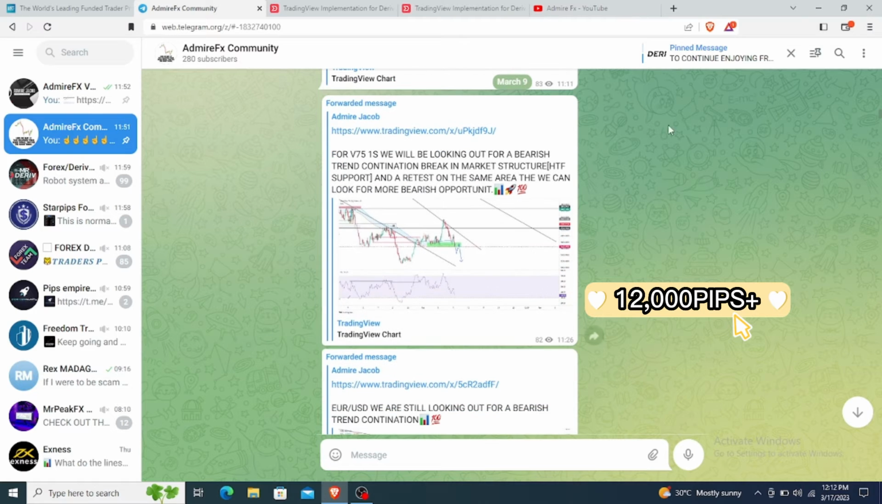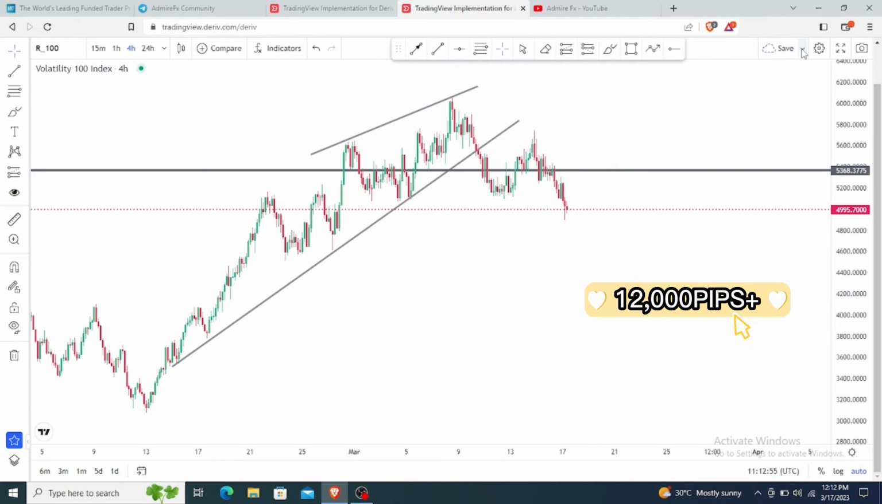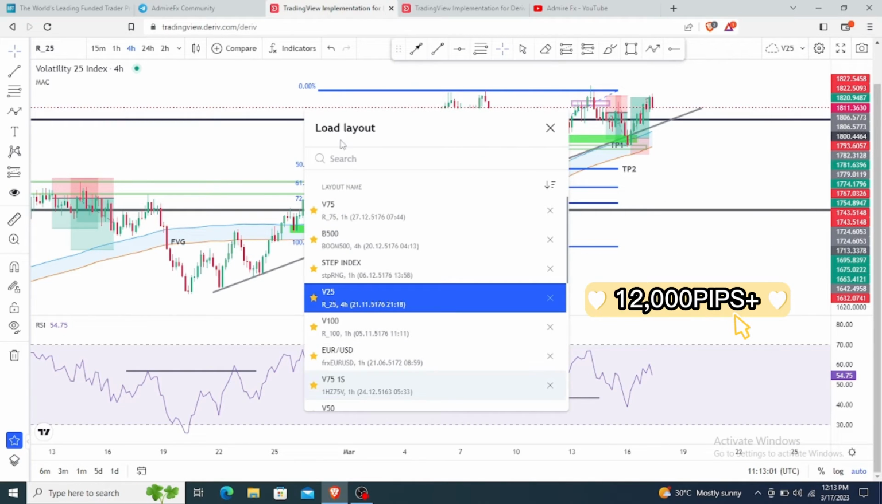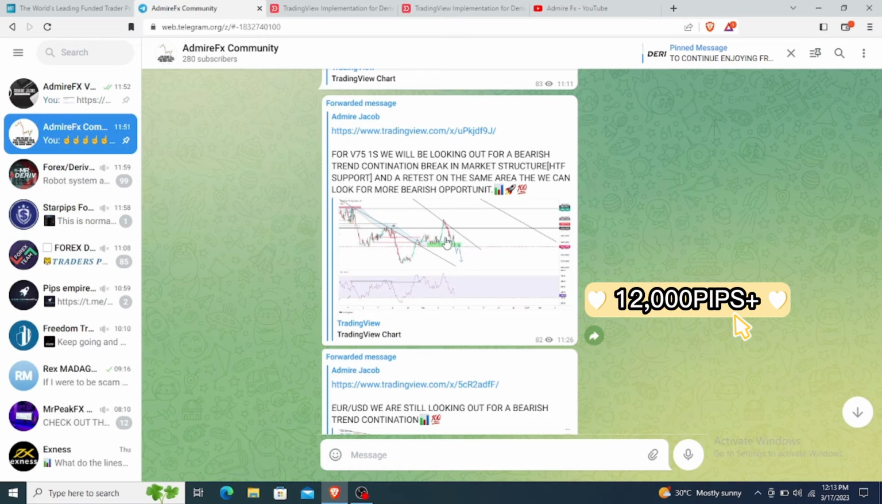So same thing again, and one of those pairs we also traded was Volatility 75 1s, which is a very less volatile pair. So all these projections were being sent to our group on the same time, same day.